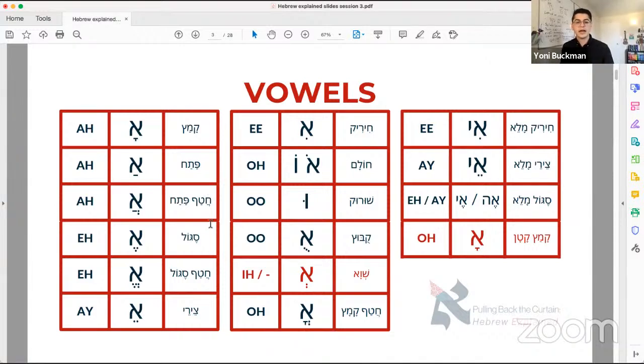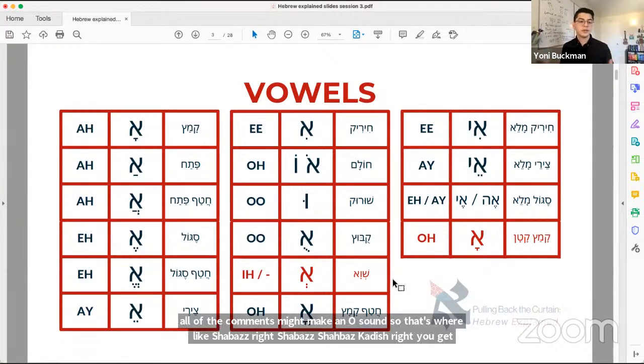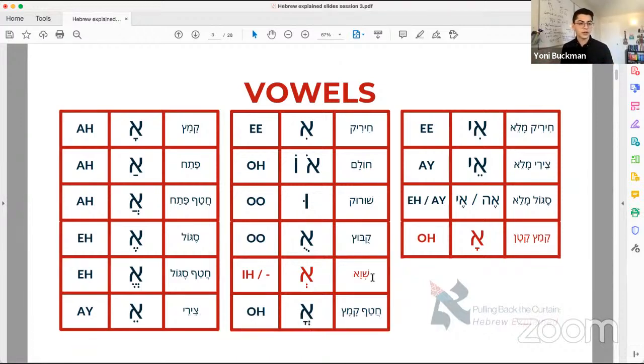And the other one that I highlighted here that's red is the shava. Okay, and the shava either makes, in biblical Hebrew, an I sound, like bit, or it makes no sound at all. In modern Israeli Hebrew, this almost always makes no sound at all. Right. And this is the shva I actually call not a true vowel. It's kind of more or less a placeholder vowel.